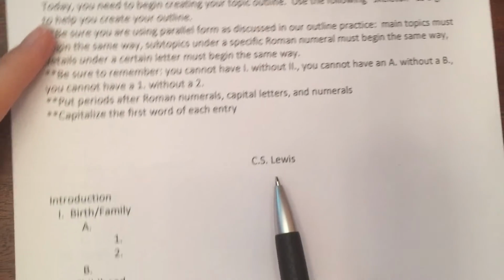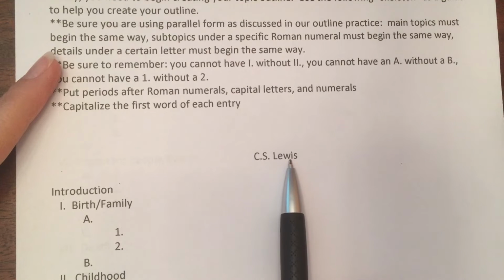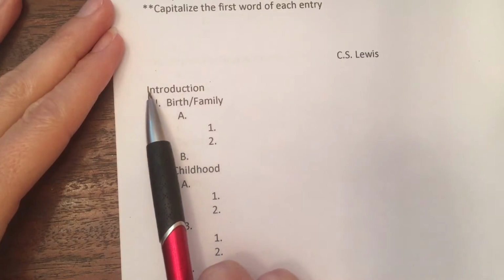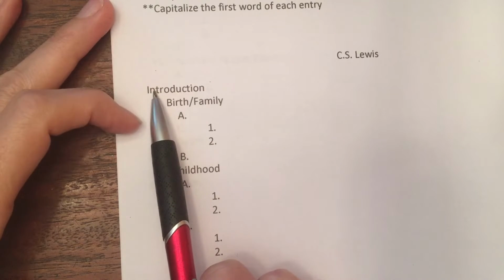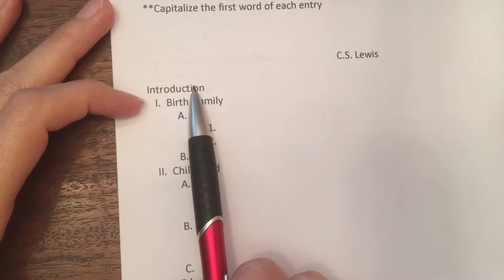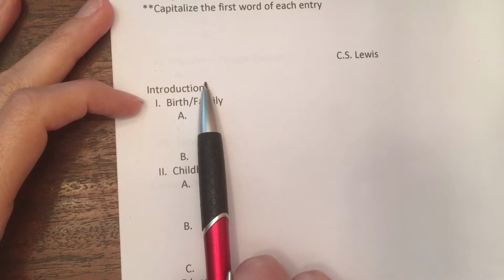Okay, so I just titled mine C.S. Lewis. You might title yours differently. Whatever the title of your research paper is going to be, make that the same title of your outline. So the first item on this is going to be the same thing on your outline. Your first entry is going to be introduction. It does not get a Roman numeral. We are just noting that we are going to have an introductory paragraph.